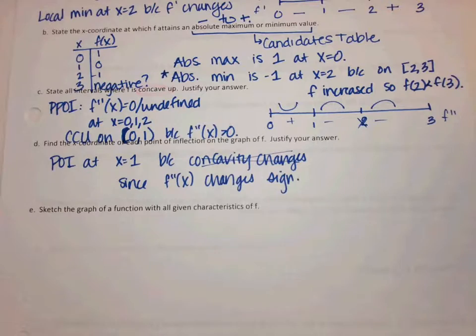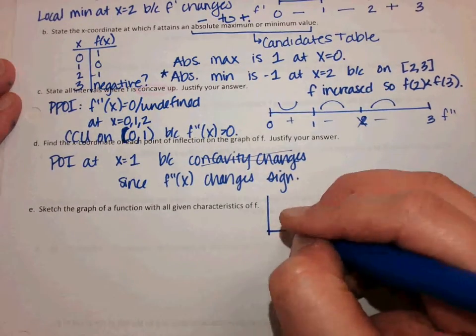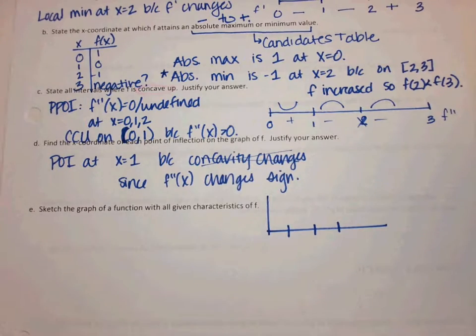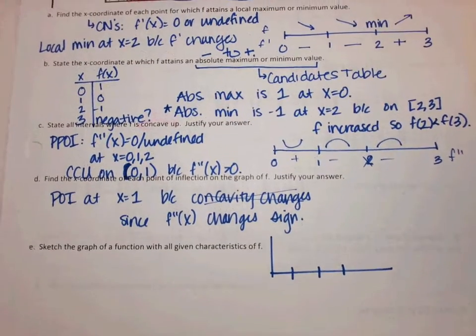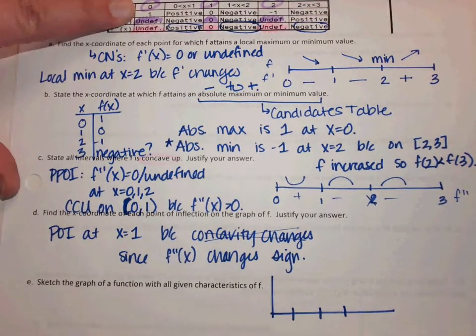Okay, last thing, part E. Set up a graph, 1, 2, 3. It says sketch a graph of the function with all of the characteristics of f. First thing we're going to do is draw in any y values that are given in the chart. So look at the chart. What was f of 0 in the chart? 1. So 0, 1, there's a point.